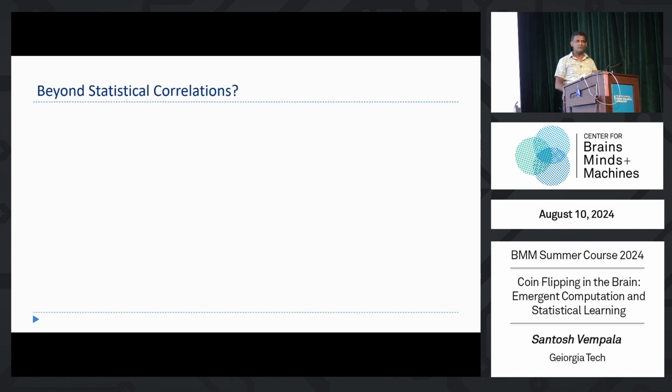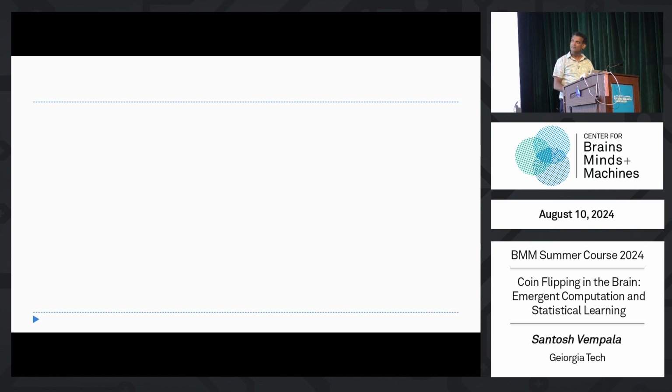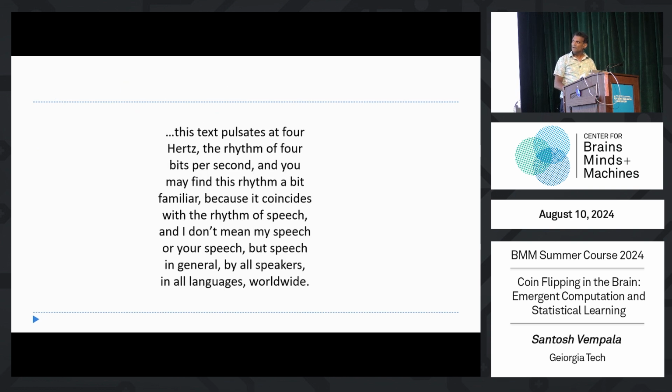Okay, so great statistical correlations. Can we go beyond just correlations in some sense? What about structure? We already saw that assemblies can be hierarchical. You can get assemblies of assemblies of assemblies, no problem. But look at this. I love this experiment. This is from the lab of Poeppel.